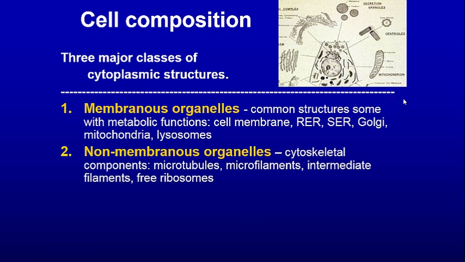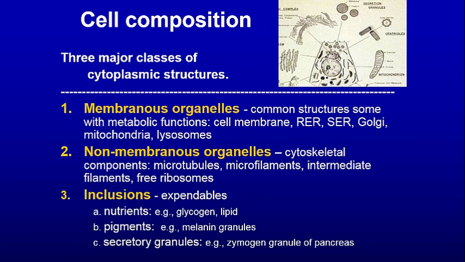Non-membranous organelles could be the cytoskeletal components, microtubules, microfilaments, intermediate filaments, or it could be ribosomes as well, things that are not necessarily associated with the membrane. The other class of items are inclusions. They're expendable. They need not be inside there for the cell to live, but it's very important for the cell's function.